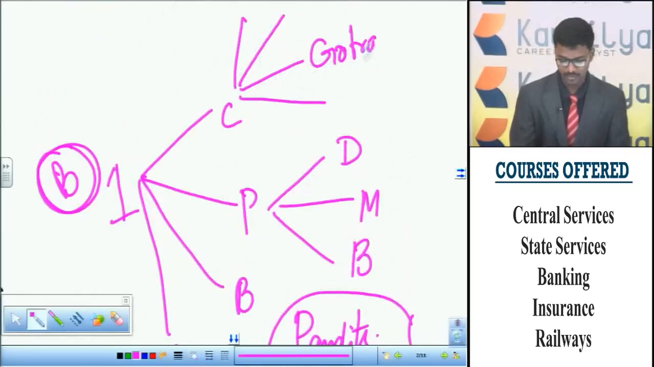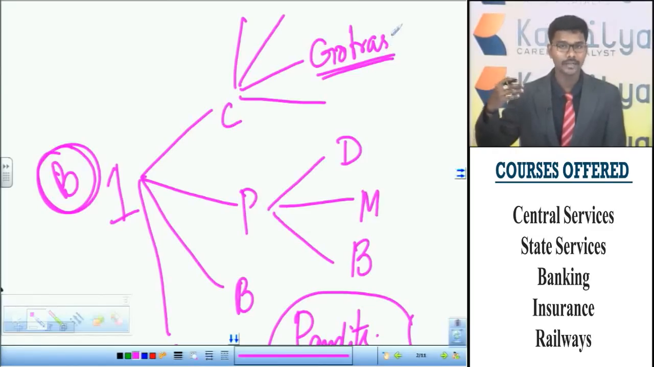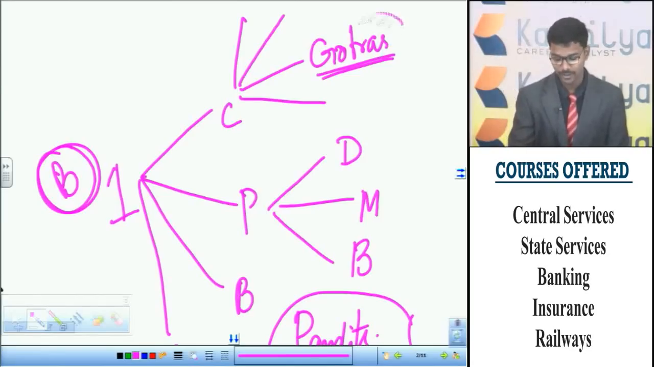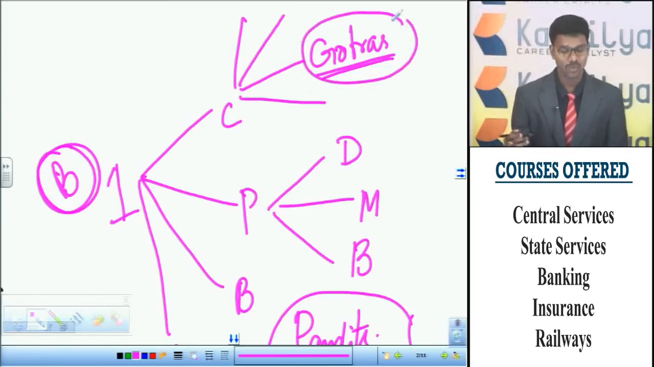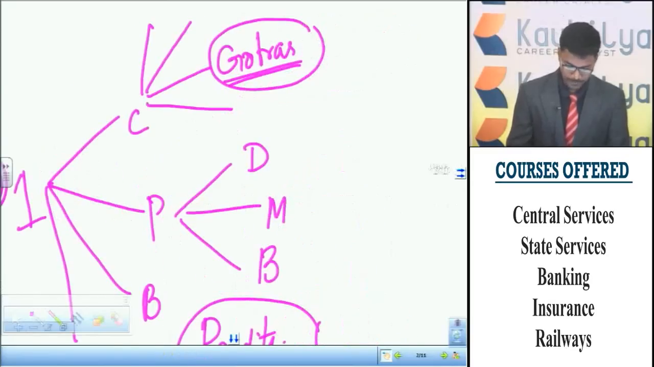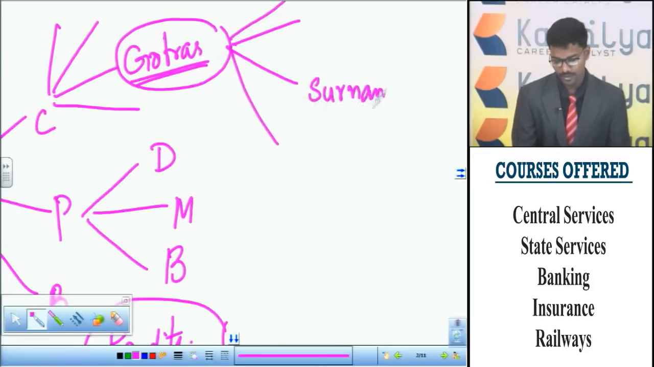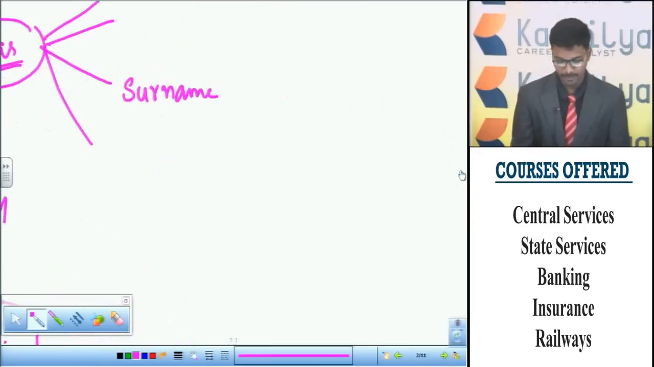Gotras mainly, they feel their origin is to a particular guy or a particular ancestor. That I will tell you again, don't worry. There are various gotras. Again, in each gotra there are various surnames. For example, let the surname be Badipati.